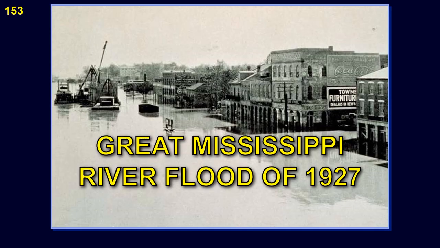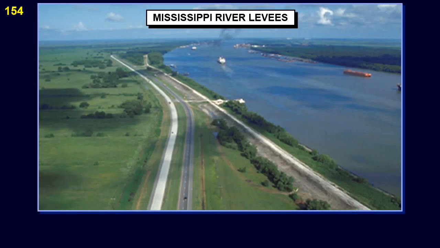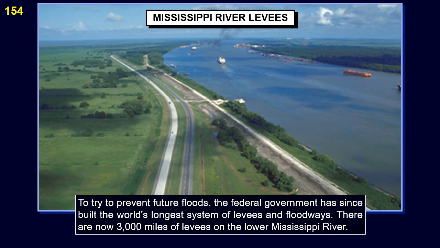The Great Mississippi River Flood in April 1927 was the most destructive river flood and one of the worst natural disasters in the history of the U.S., with 27,000 square miles inundated up to a depth of 30 feet. To try to prevent future floods, the federal government has since built the world's longest system of levees and floodways. There are now 3,000 miles of levees on the lower Mississippi River.